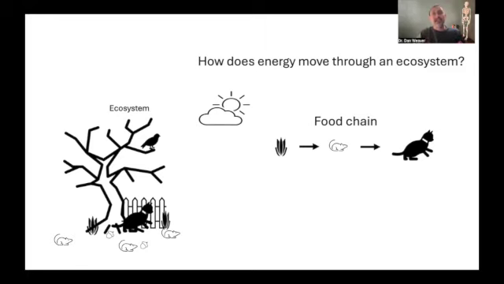So that energy is captured by the process of photosynthesis in plants. Plants take that sunlight and use it to convert water and carbon dioxide into sugar and oxygen. So plants use that energy from the sun to make sugar. And when sugar gets broken down, that's how we get energy.